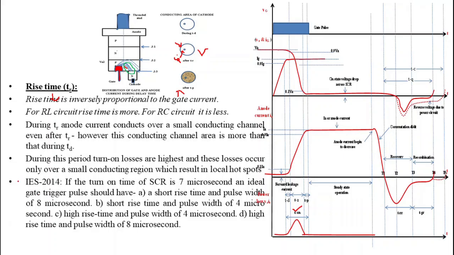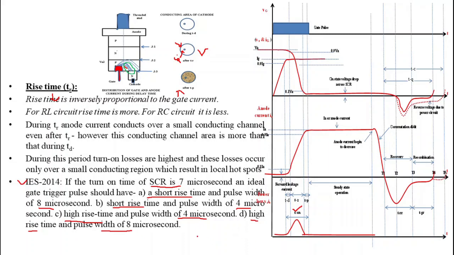So here is the question that was asked in year 2014. If the turn on time of SCR is 7 microseconds, an ideal gate trigger pulse should have a short rise time and a pulse width of 8 microseconds, a short rise time and pulse width of 4 microseconds, high rise time and pulse width of 4 microseconds, or high rise time and pulse width of 8 microseconds.